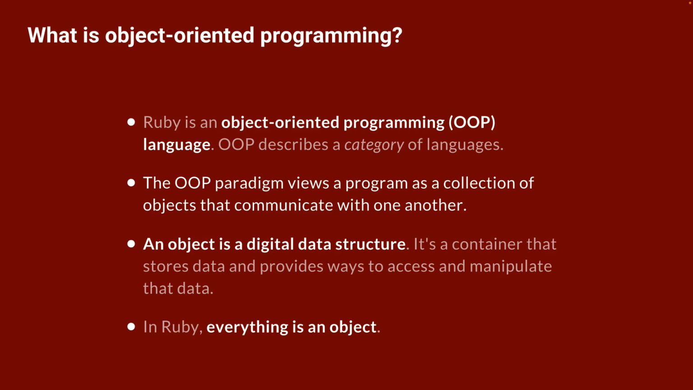Well, the object-oriented programming paradigm, or in other words, the way of thinking about it, is that the OOP paradigm views a software program as a collection of objects that communicate with one another. So the next question after that is, what is an object? An object is just a digital data structure in our program. So it's a container that stores some kind of data and then provides ways for us to access and manipulate that data.